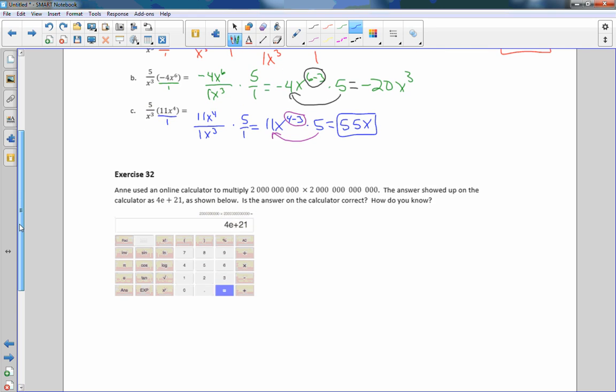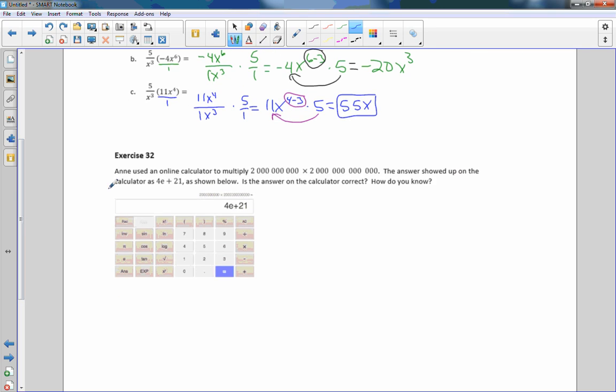Exercise 32. Use an online calculator to multiply. That's 1,000, 10,000, 100,000, million, and that's billion. And this is trillion. So 2 billion times 2 trillion. The answer showed up on the calculator as 4e to the 20 plus 21 as shown below. Is the answer on the calculator correct?